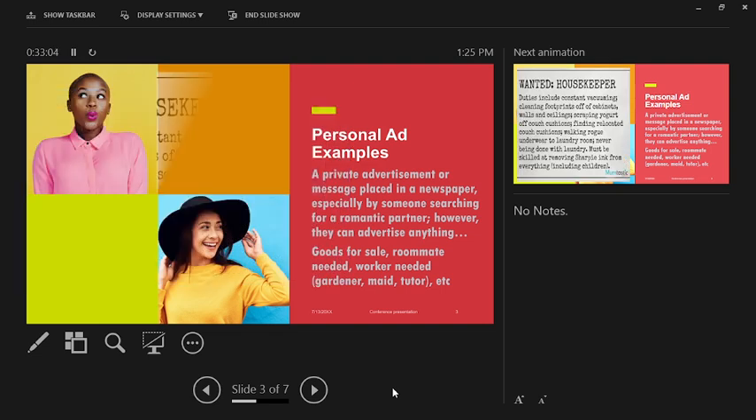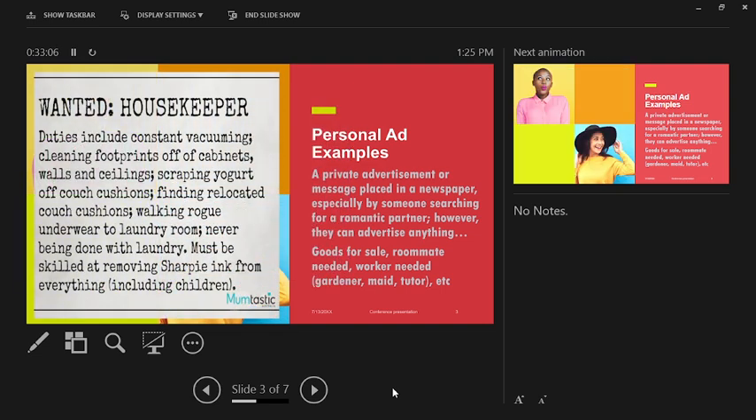Okay, so those are some ideas for what you're going for. Wanted housekeeper. Duties include constant vacuuming, cleaning footprints off of cabinets, walls, and ceilings, scraping yogurt off couch cushions, finding relocated couch cushions, walking rogue underwear to laundry room, never being done with laundry. Must be skilled at removing Sharpie ink from everything, including children.